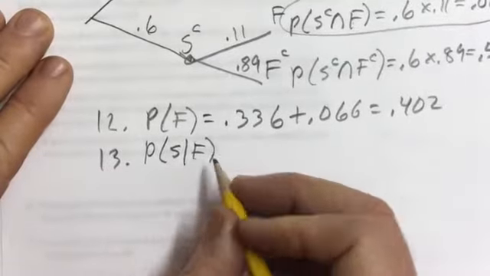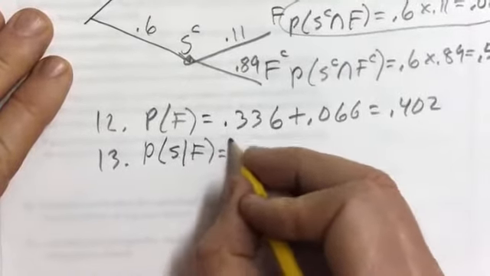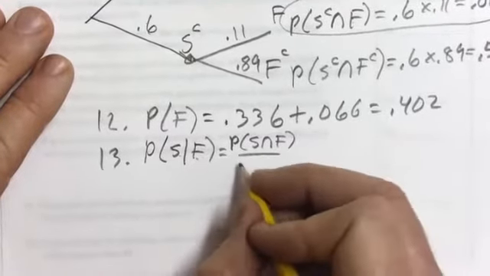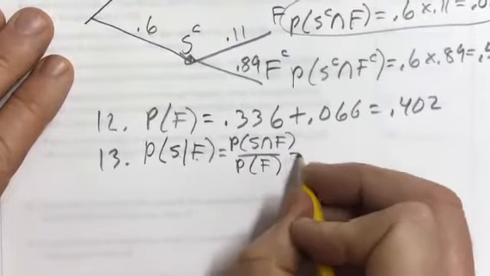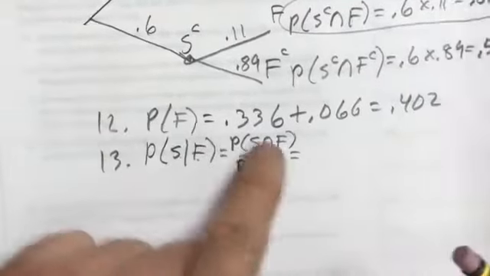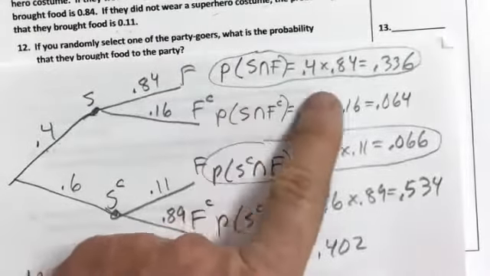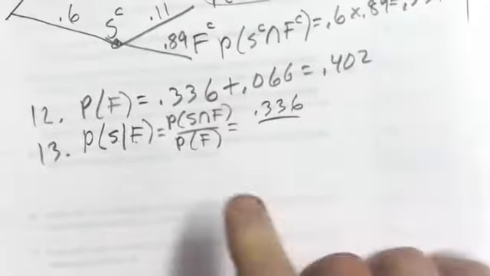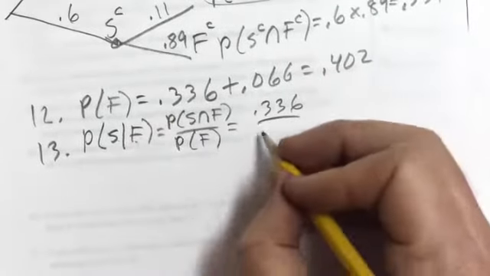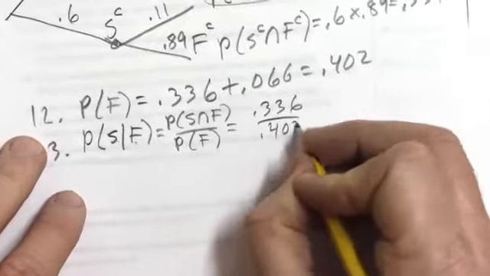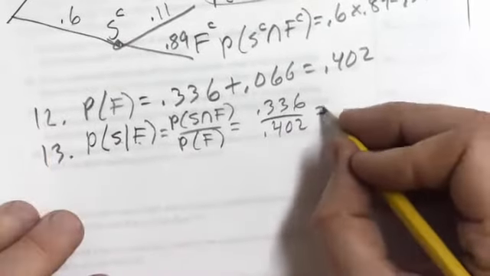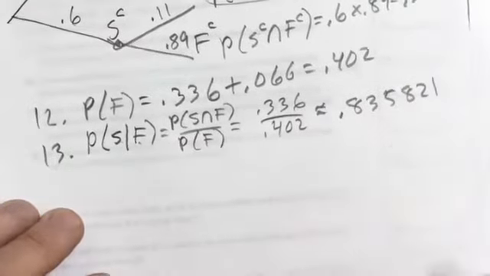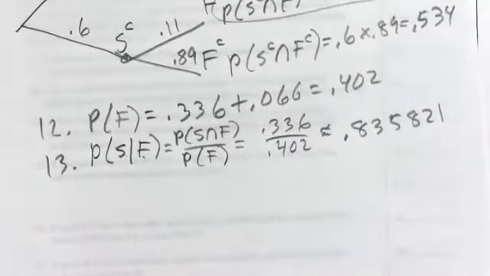So we'll use our formula for our conditional off of our table. It's probability of both of those things, superhero costume and food, over the probability of the second one, the probability of the given. Well, the numerator there, superhero and food, that is the top thing here, 0.336. And then the probability of food, that's what we just found in number 12, so that'd be 0.402. And so that in fact is equal to approximately 0.835821. So that is how you do that.